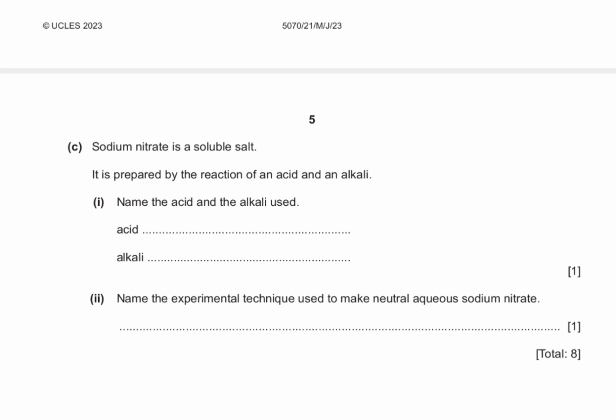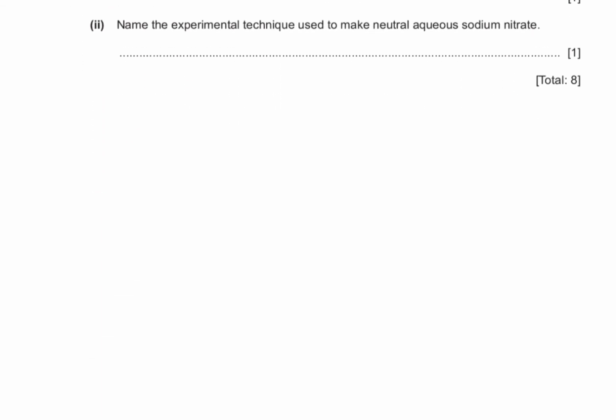Name the experimental technique used to make the neutral aqueous sodium nitrate. Definitely it is the titration reaction. So with the titration reaction you can make sodium nitrate neutralized.